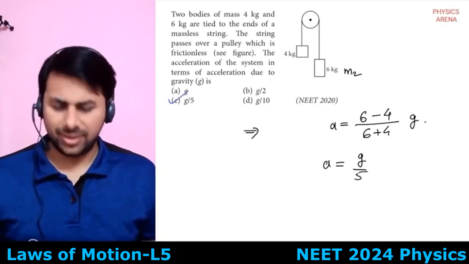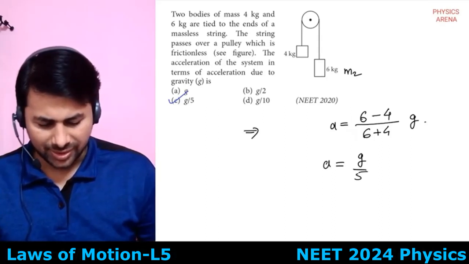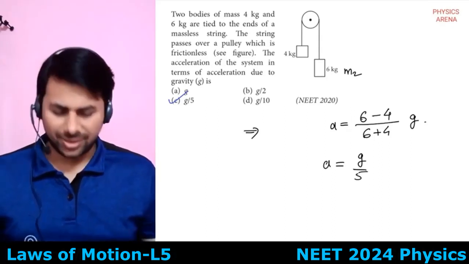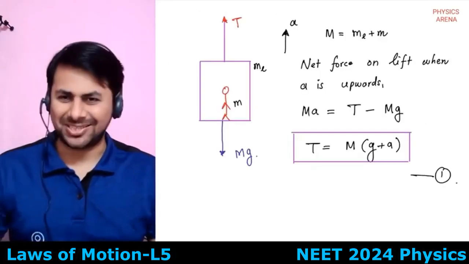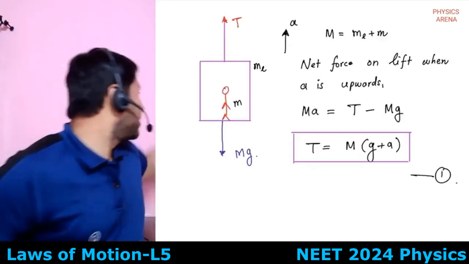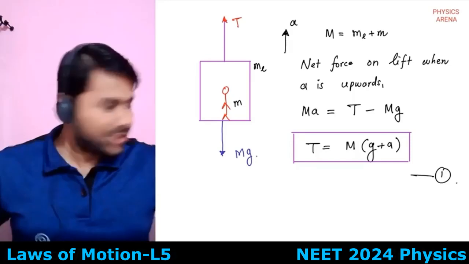So this formula is easy to apply, and this kind of question comes up. First of all, get happy, you are getting 4 marks. After that, we'll see many such questions.